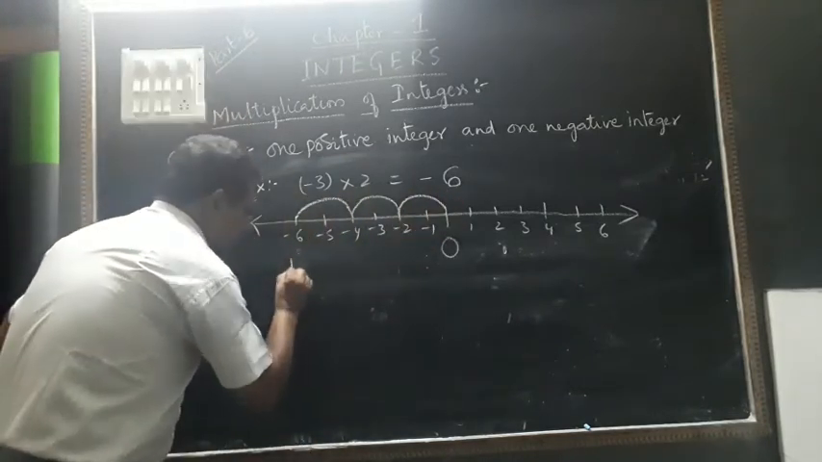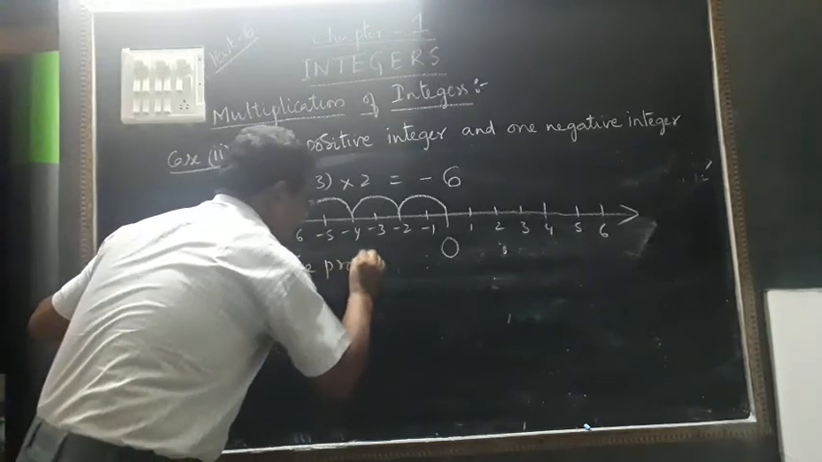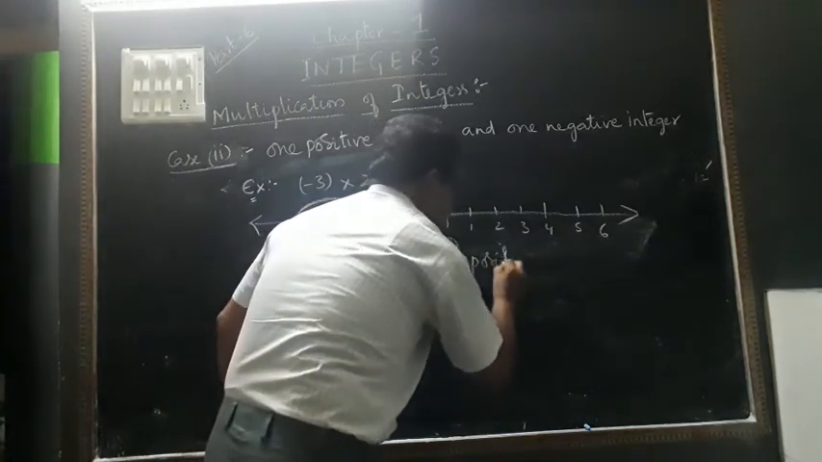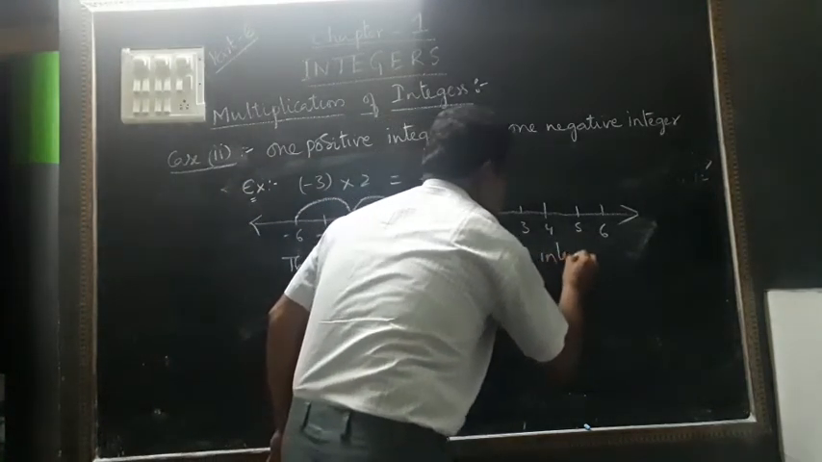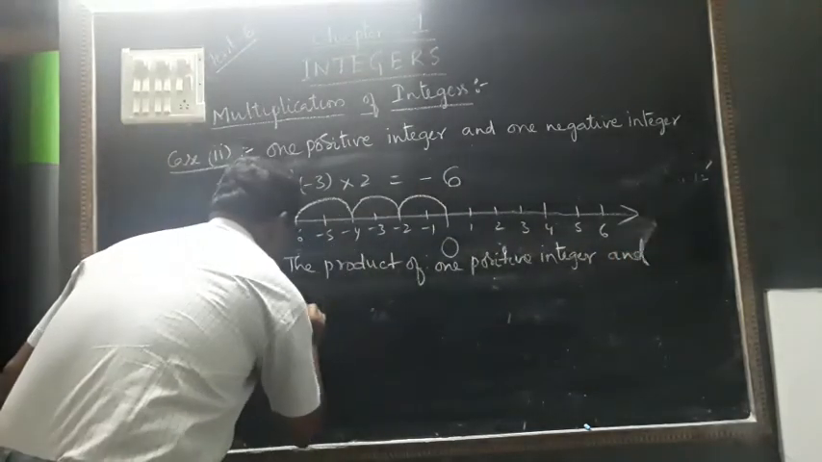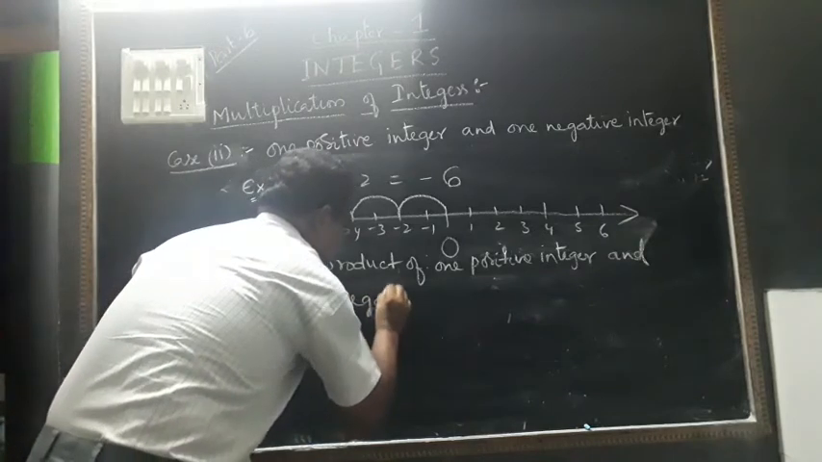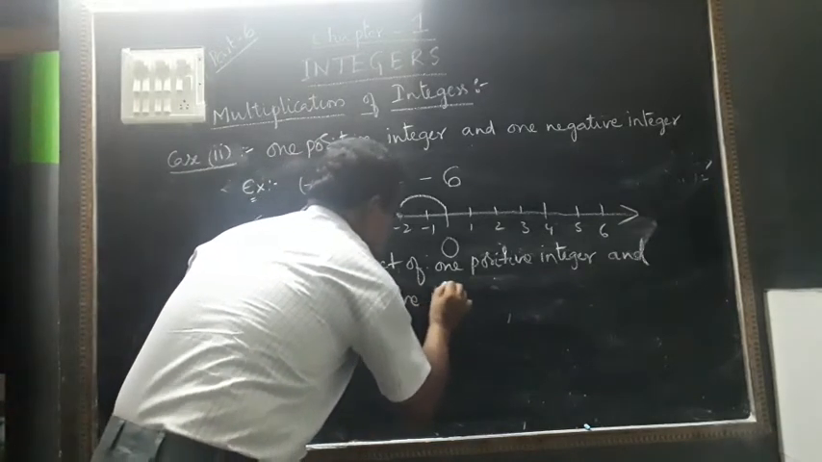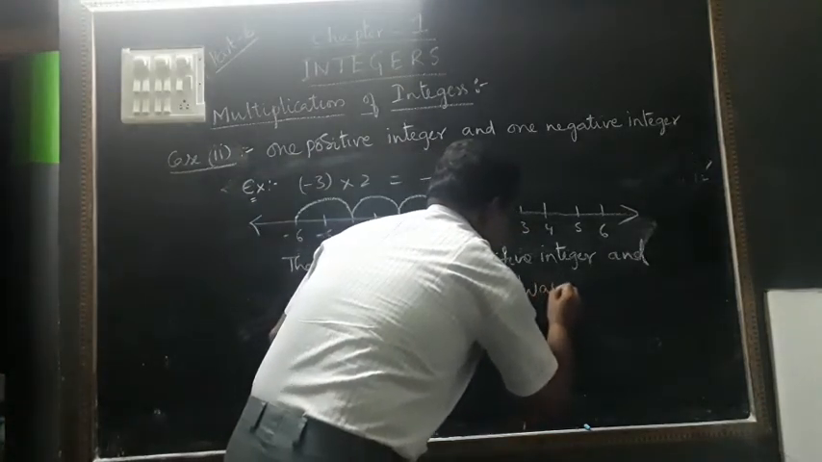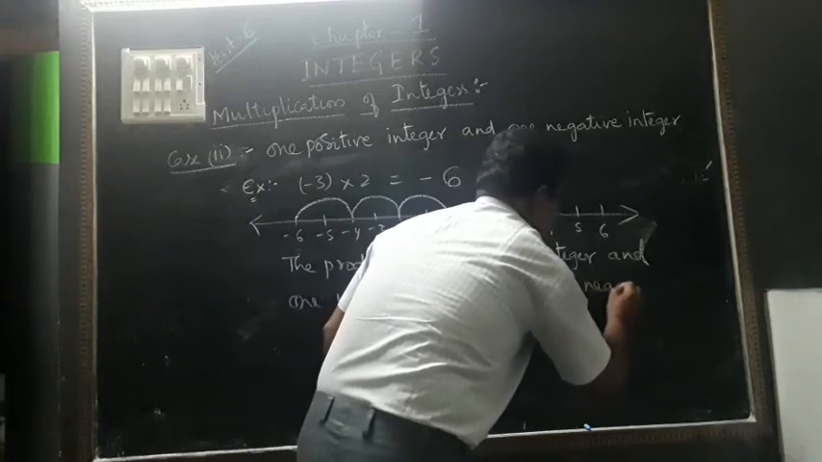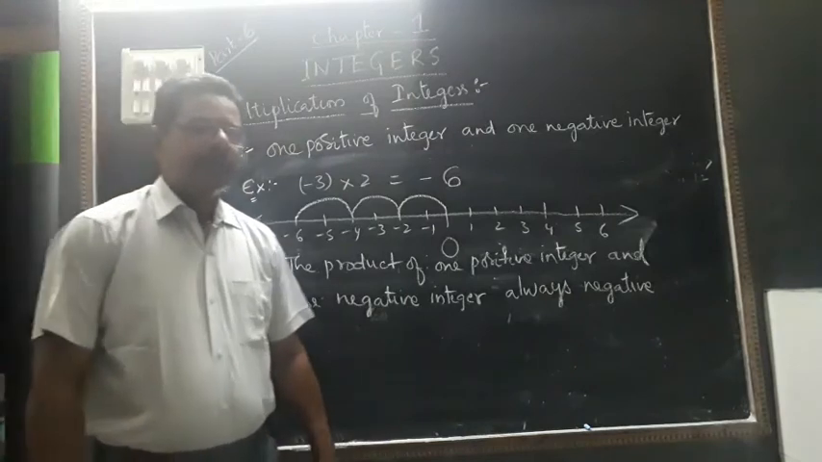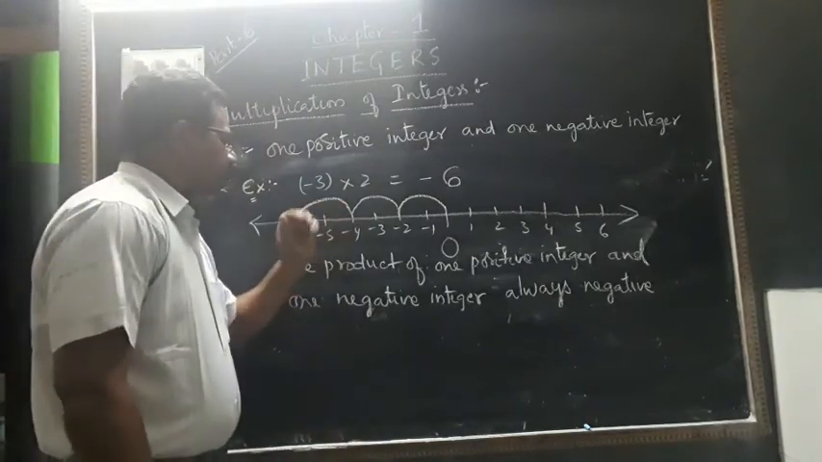So from this we can write: the product of one positive integer and one negative integer is always negative. Always we can get a negative integer. Okay. So one positive and one negative we have taken.